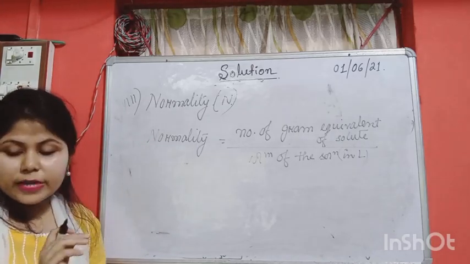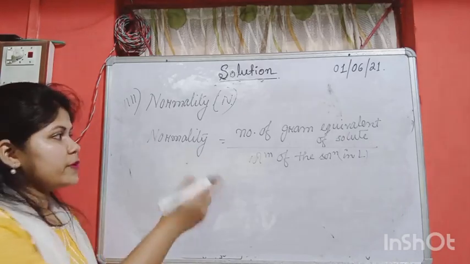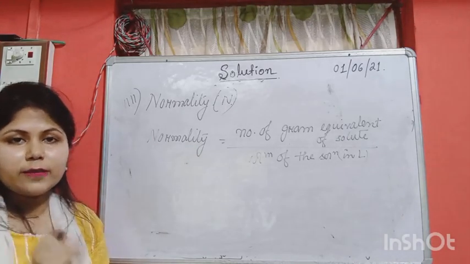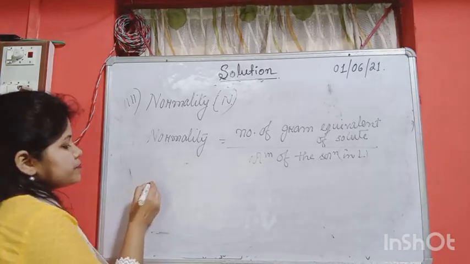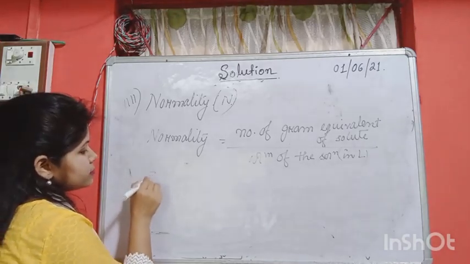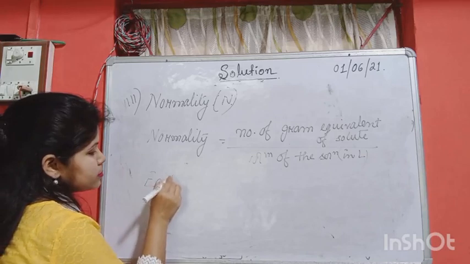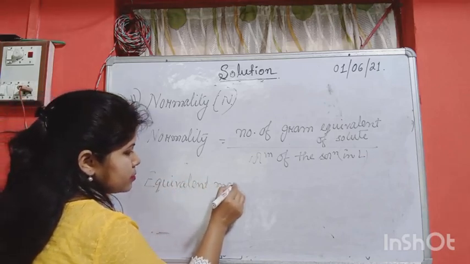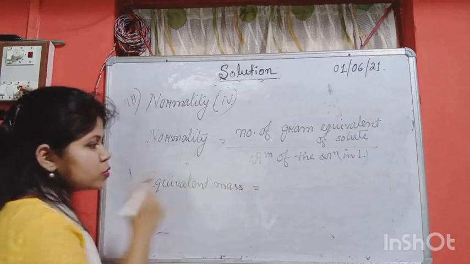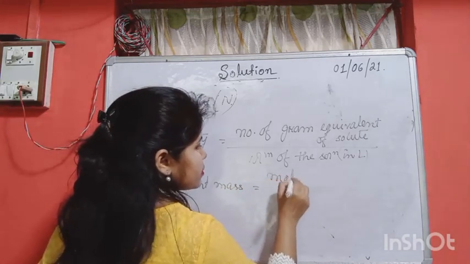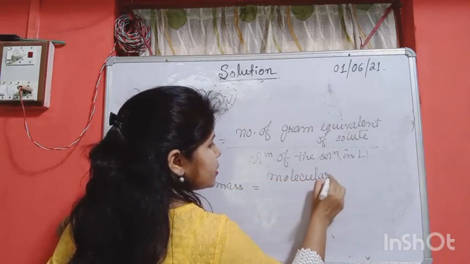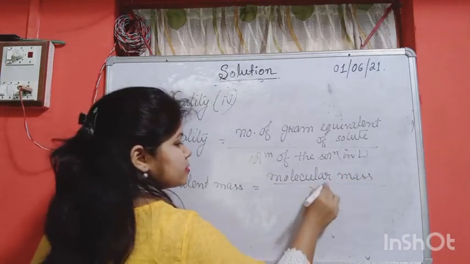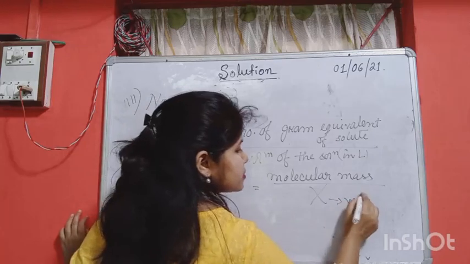For finding out the gram equivalent, we have to find out the equivalent mass. So the equivalent mass is equal to the molecular mass divided by X, which is known as the valency factor.